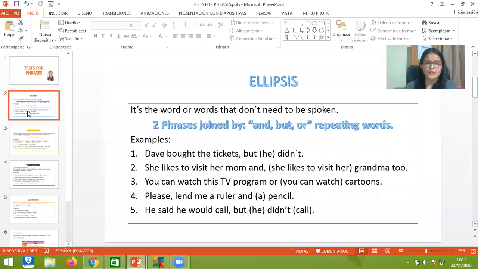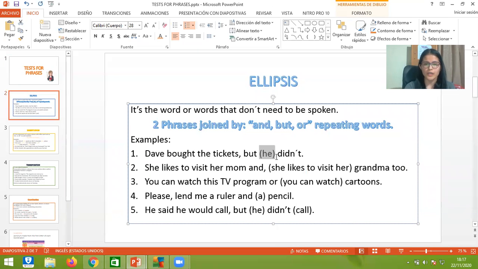Ellipsis. It's the word or words that don't need to be spoken. Why? Well, we have 5 examples to explain about ellipsis. The first is: Dave bought a ticket but didn't. We can omit "he" in these sentences because we understood that we are talking about Dave.